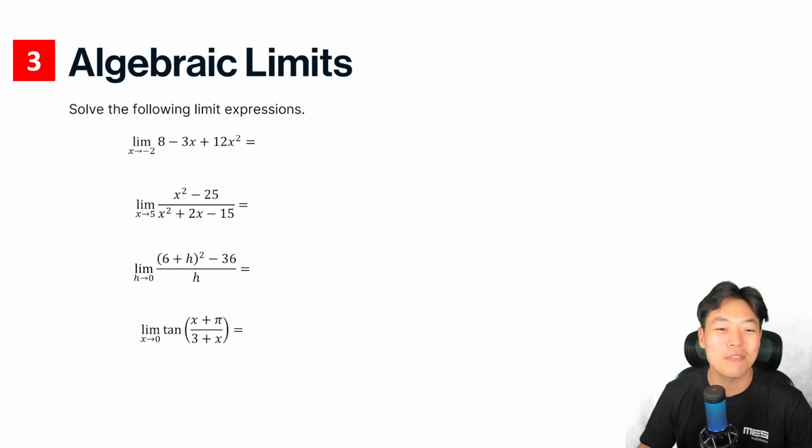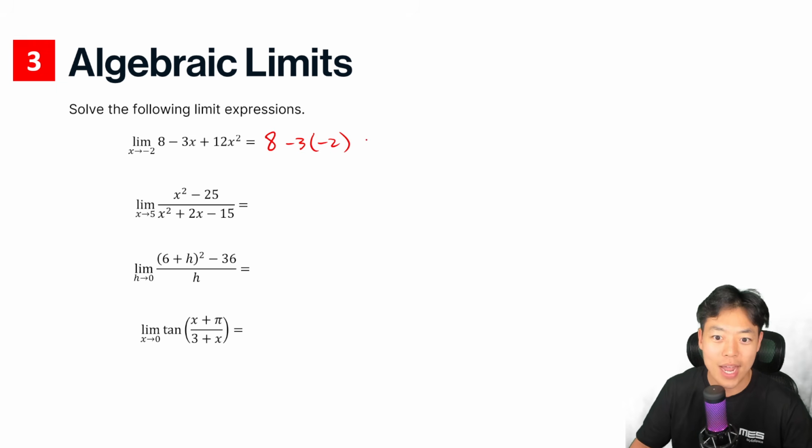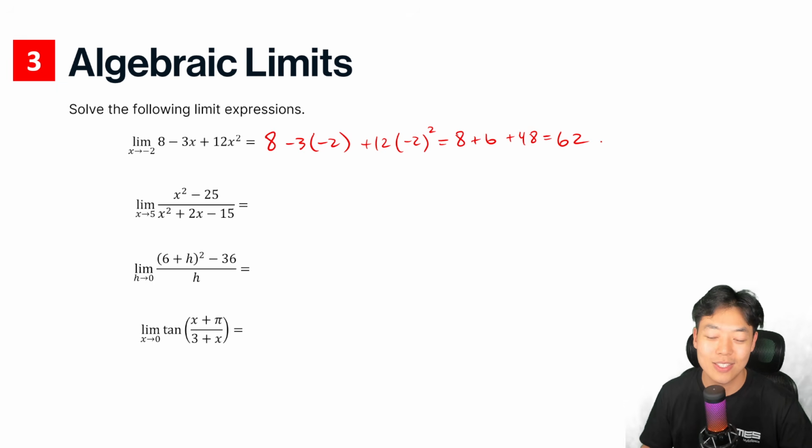Algebraic limits. Solve the following limit expressions. Let's take a look at these. We have the limit of 8 minus 3x plus 12x squared as x approaches negative 2. Simply plug in those x values. So we have 8 minus 3, plug in negative 2 for x, and plug in negative 2 for x again. We have 8 plus 6, plus 4 times 12 is 48. So that gives us 62.